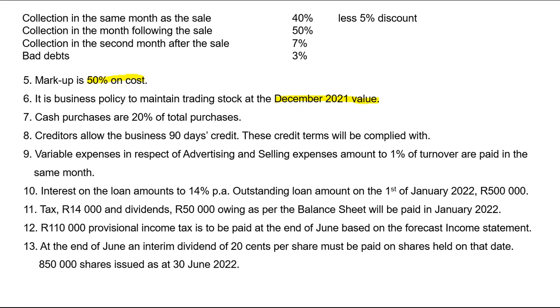They only said here, creditors allow the business 90 days credit. Those credit terms will be complied with, meaning that we can only pay our creditors after 90 days, which is after 3 months. And you always focus on what was paid during your budgeting period.